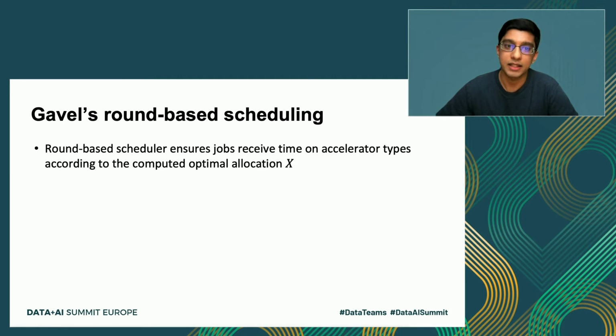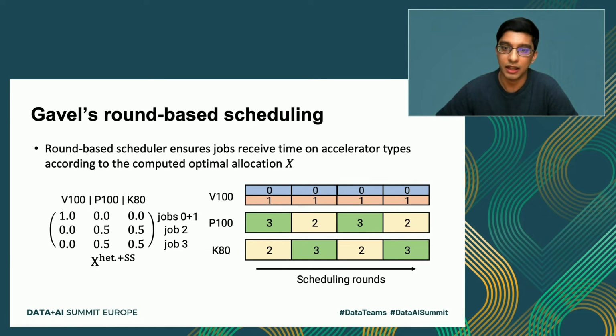So what Gavel has is a round-based scheduler, which ensures that jobs receive time on the accelerator types according to this computed optimal allocation X. And we can see how this works in this diagram. You'll see that the time is divided into a series of discrete rounds. In the first round, job 3 is running on the P100 and job 2 is running on the K80. But then in the next round, we switch these and have job 2 run on the P100 and job 3 run on the K80. And this allows us to respect the theoretical allocation, which tells us that jobs 2 and 3 should each be spending half their time on the P100 and K80 GPUs.